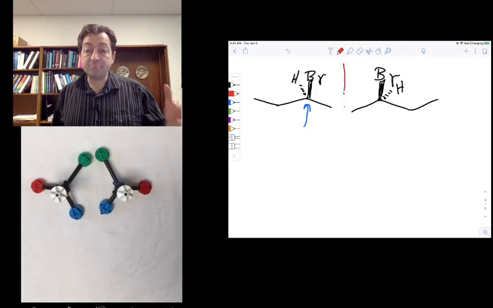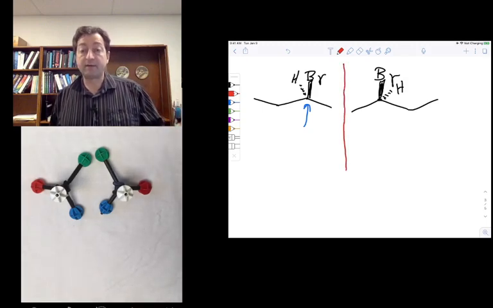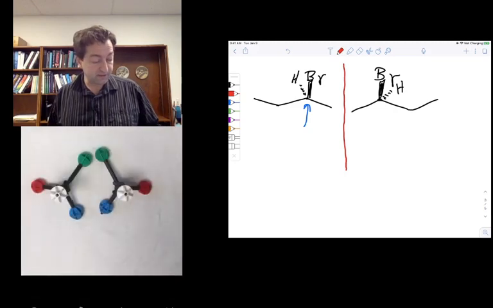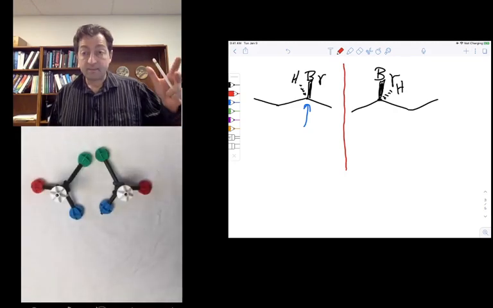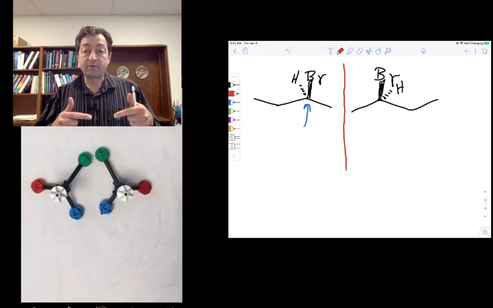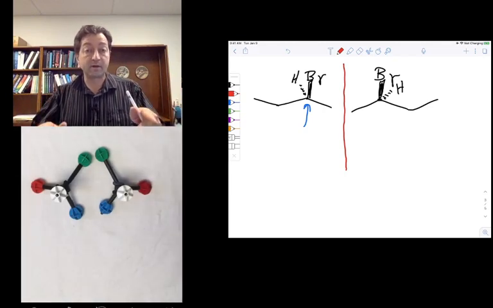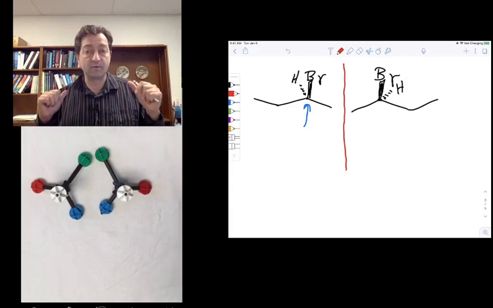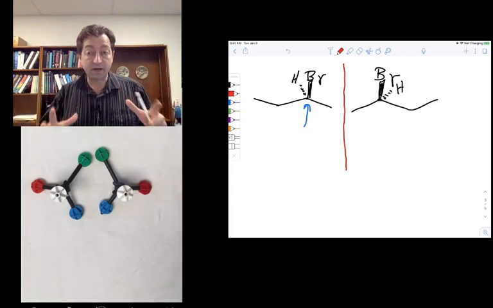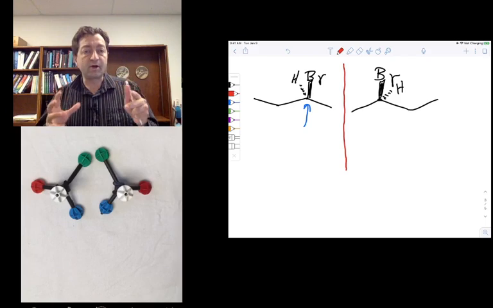These two objects are mirror images of each other. If I draw that red line down the center of the iPad page right where those two objects are, they're mirror images of each other. The two methyl groups are close to each other. The two ethyl groups are far away from each other. The bromines are coming towards us, and the hydrogen atoms are going away from us. So those are mirror images of each other, and they are not superimposable upon each other.